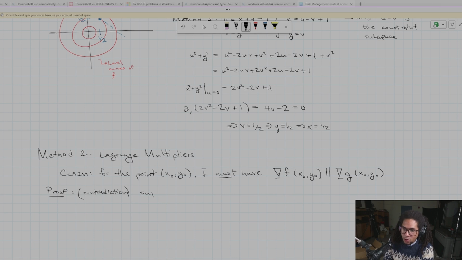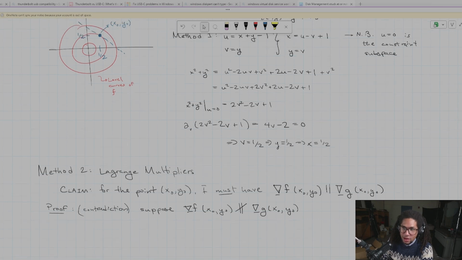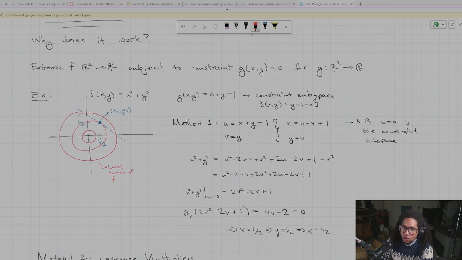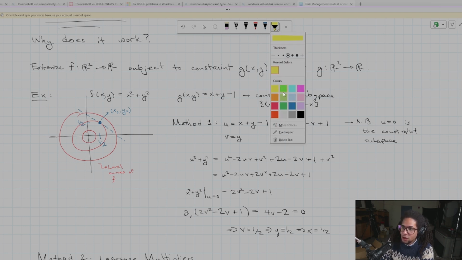Okay, so suppose that this is not true. So it's not parallel to the gradient at x naught, y naught. Then there's a direction that I can go that increases f, but keeps g the same. Now, I think it'll be a little bit easier to see if I go here and start looking at what happens. So for instance, let me give myself another color.